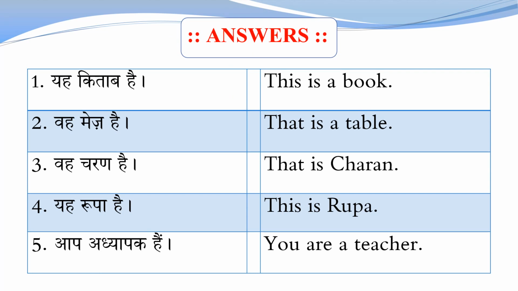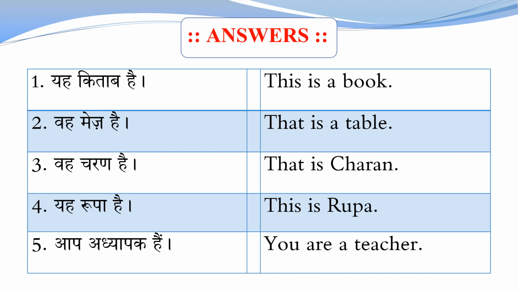Here are the answers for the first 5 questions. Yah kitab hai. This is a book. Yah means this. Kitab, book. Hai can be translated to is. So, this is book. Or, this is a book in a more specific way when we mention the number of books. Vah mez hai. Vah means that. Mez, table. Hai can be translated to is. That is table. Or when mentioning the count of tables, we mention that is a table.